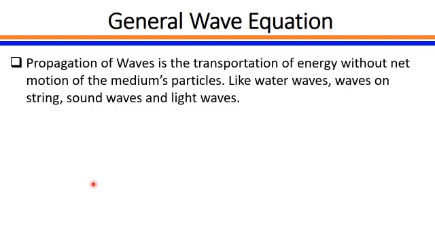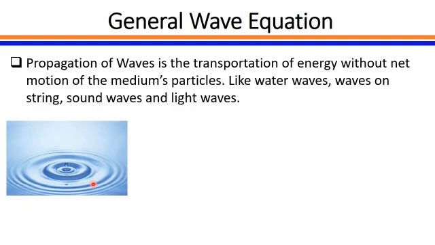Well, the propagation of waves is actually the transportation of energy without net motion of the medium's particles, like water waves, waves on string, sound waves, and light waves. This is the picture which depicts the water waves. If we drop a stone in a pond, then there will be some sort of disturbance produced on the surface of the water. This disturbance will be propagated throughout the water surface.